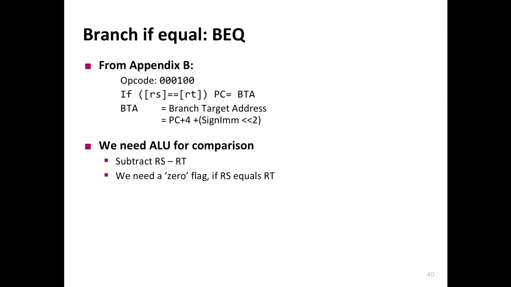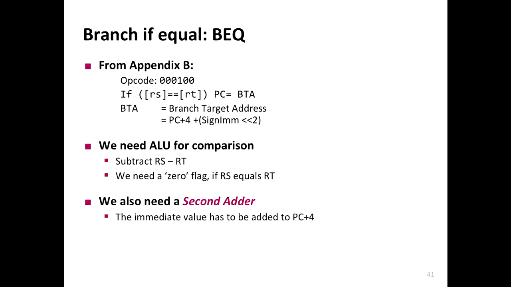Now, in order to actually do the comparison, we need the ALU. Because if you want to say if RS equal to RT, you need to subtract RS and RT. And then we need a 0 flag to say whether RS is equal to RT. So we need to introduce all these changes into the architecture in order to be able to implement branch on equal. And we also need a second adder. Why?